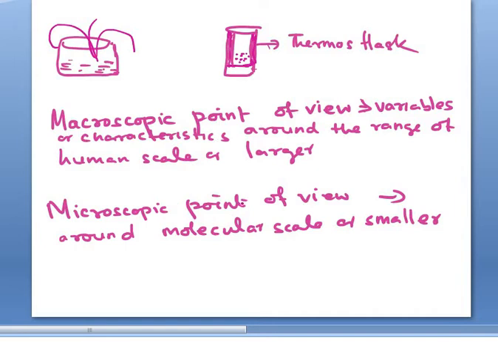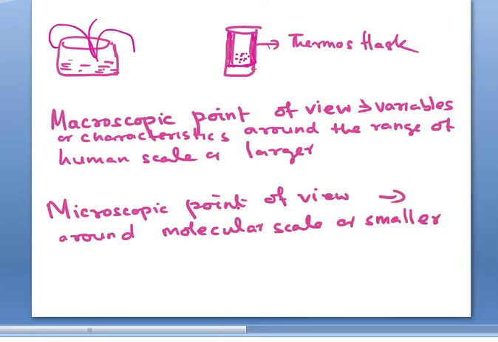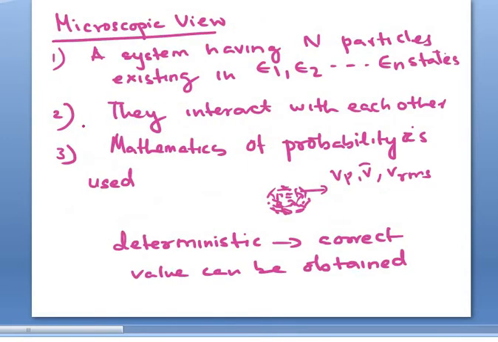And what is the microscopic point of view? The microscopic point of view deals with molecular scale or smaller scale. So here this is a very standard definition. Actually, the physical impact is much larger. So now we will discuss what we mean by a microscopic point of view. It's not just that it is on a microscopic scale, but microscopic point of view means we are involving a lot of things. That is a system having N particles existing in epsilon 1 up to epsilon N states.